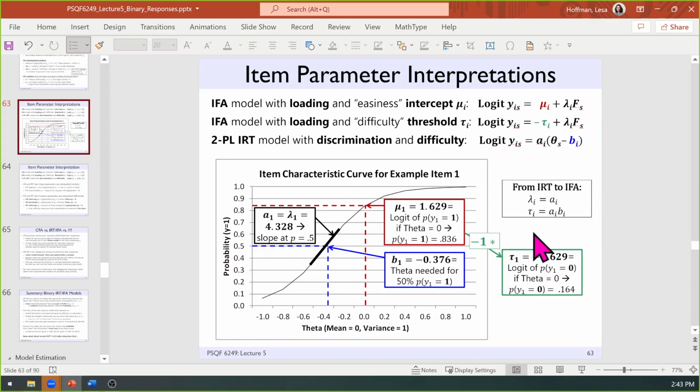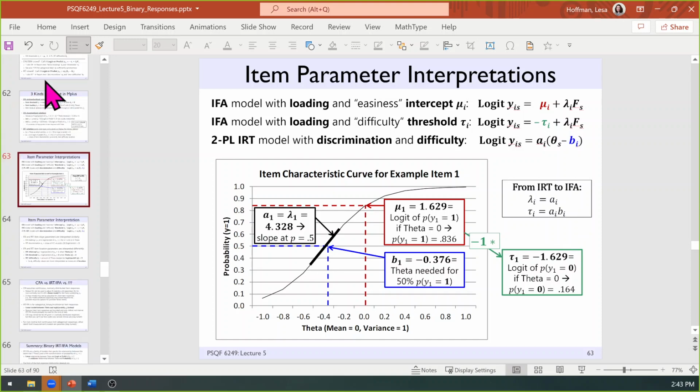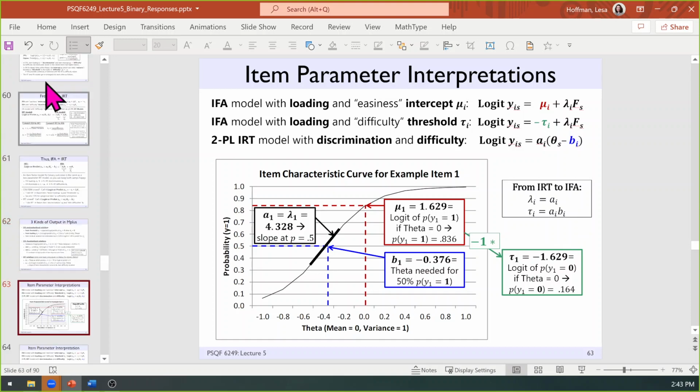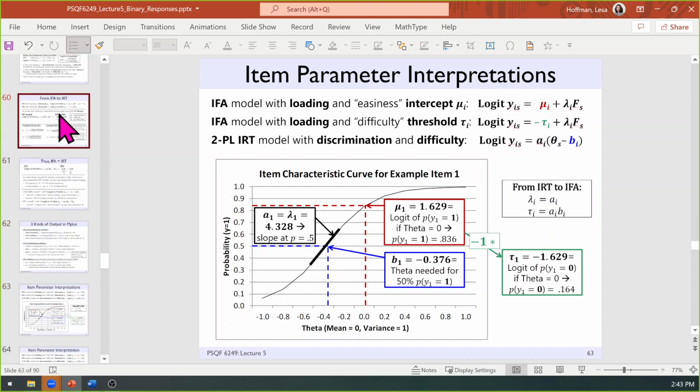And the conversion between the two is right here. A threshold is the same thing as A times B. A loading in this case is the same thing as A because the factor variance is 1. And the other conversion formulas given our parameterization are on slide 60. If it will let me go to that.